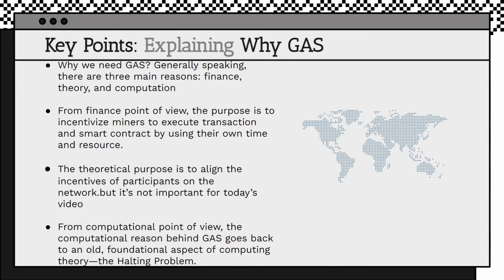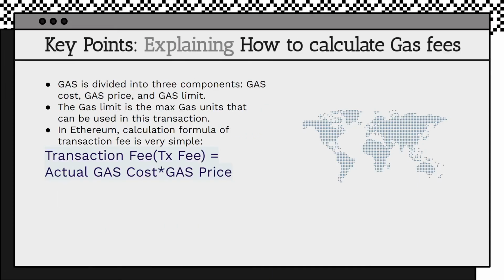So how does Ethereum calculate gas fees? Gas is divided into three components: gas cost, gas price, and gas limit. The gas limit is the max gas units that can be used in a particular transaction. In Ethereum, the calculation formula of the transaction fee is very simple. It's actual gas cost multiplied by the gas price at that particular time.